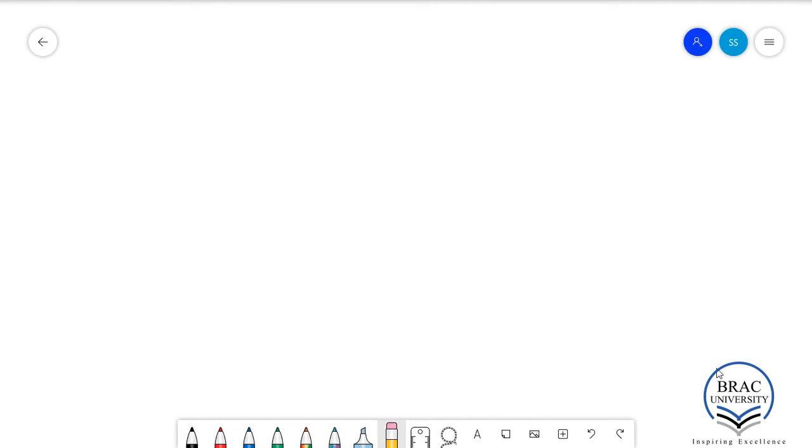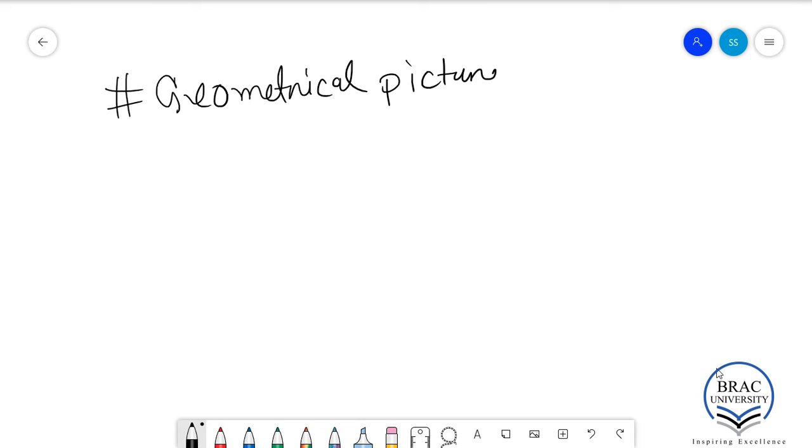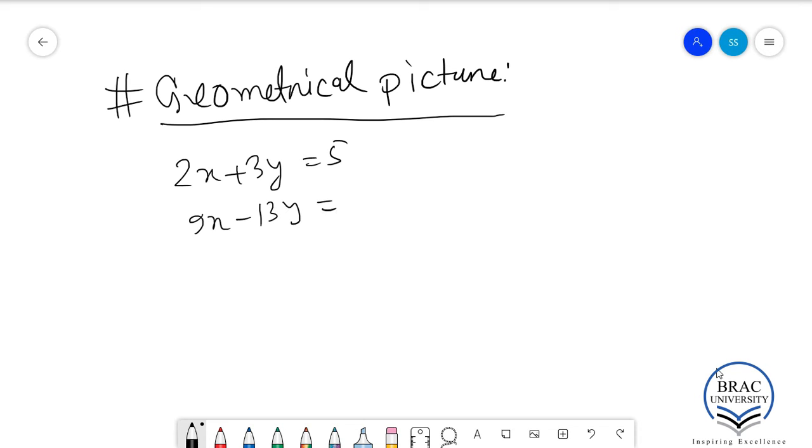Now let's try to see the geometrical picture of it. So what does this mean geometrically? If you have two equations, let's say 2x plus 3y equals 5, 9x minus 13y equals, let's say, 1, and assuming you can solve it for x and y, this will look something like this.